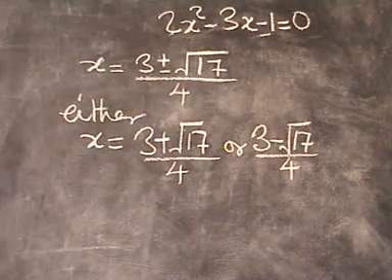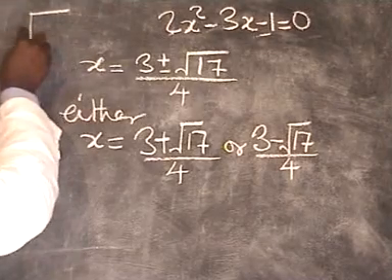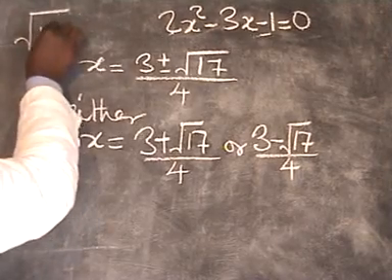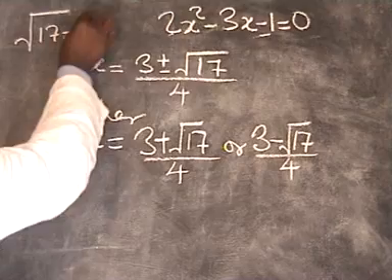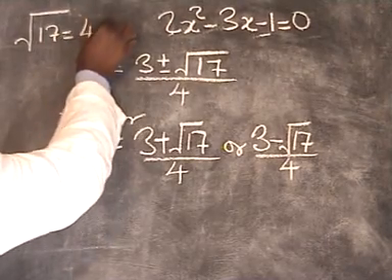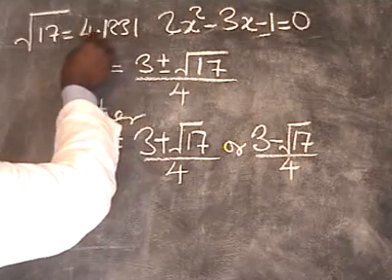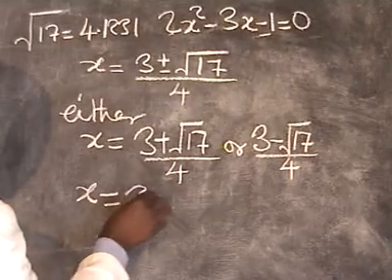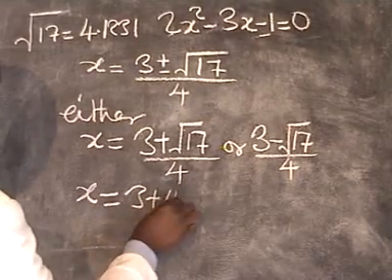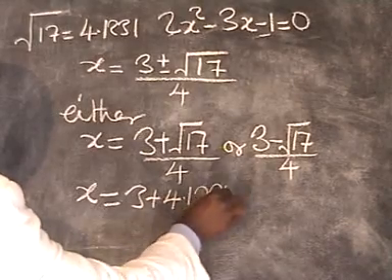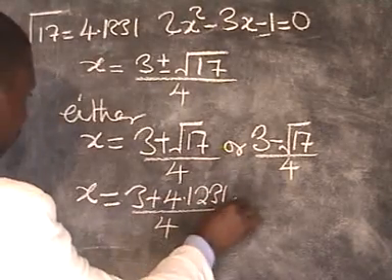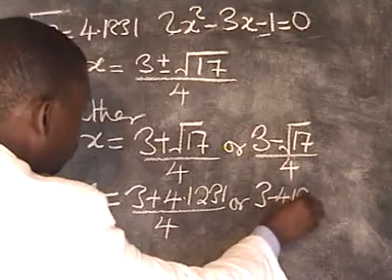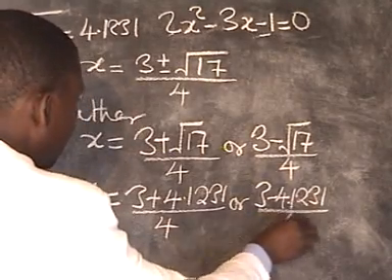So somewhere, let me indicate the square root of 17. The square root of 17 is found to be 4.1231. That is the square root of 17. So now, from there, you say x is equal to 3 plus the square root of 17, which is 4.1231, then divided by 4, or 3 minus the square root of 17, which is 4.1231, then divided by 4.